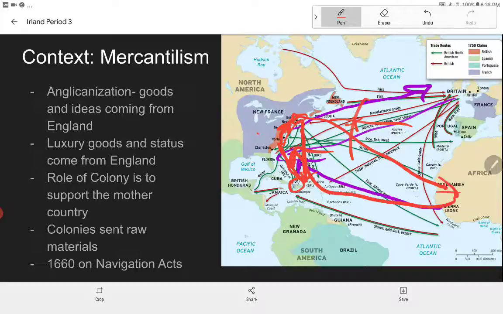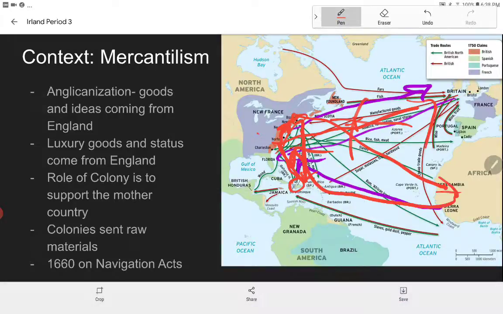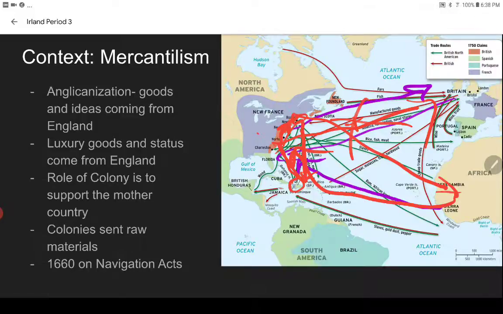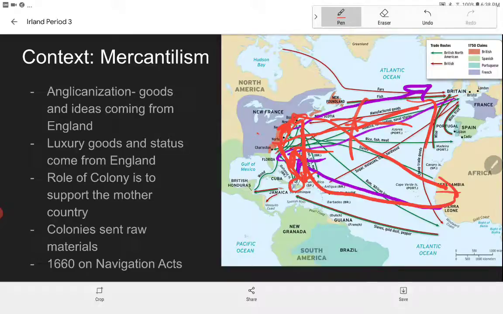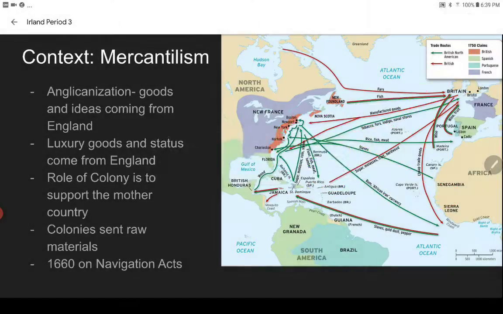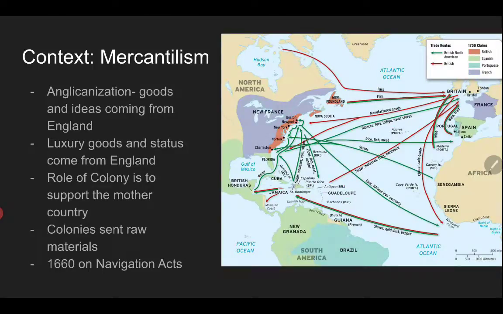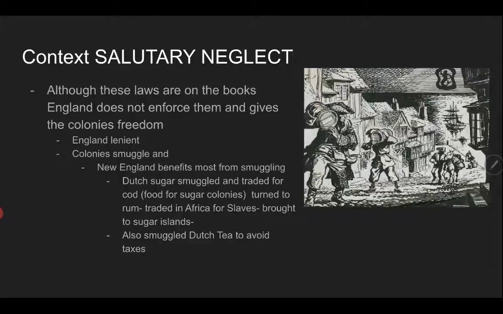Now, the South is probably not smuggling as much because what they're doing is they're sending their tobacco to England. So that is that. We talked about that last time, and this idea that there is mercantilism on the law. We have the Navigation Acts on the books, but what is in fact happening is called salutary neglect.